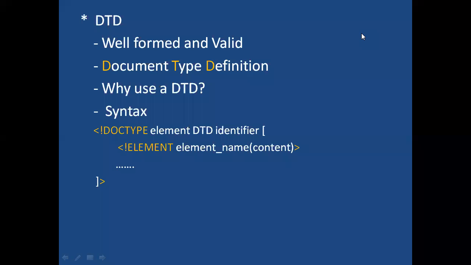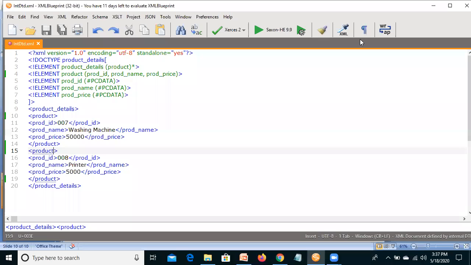In this session, we shall learn what an external DTD is, and we shall also learn how to declare attributes inside a DTD. This is an example of internal DTD, which we've already discussed in the previous video. It's an internal DTD because we have declared the DTD inside the XML file. To create an external DTD, we have to declare the DTD in a separate file. Let's see how to do it.